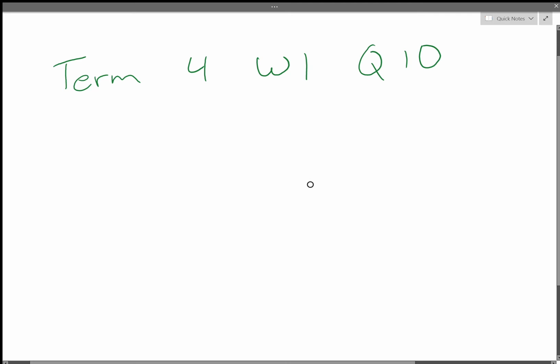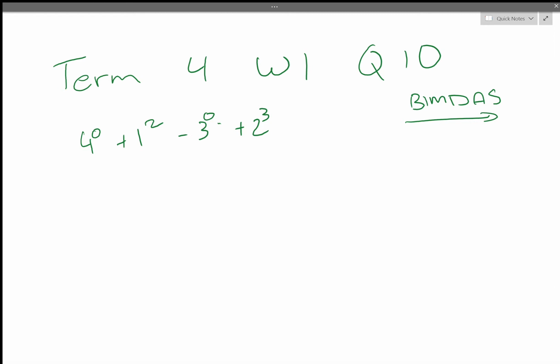So in box 1, we have 4 to the power of 0 plus 1 squared minus 3 to the power of 0 plus 2 to the power of 3. Now, let's look at BIMDAS. What does BIMDAS say? Brackets, indices, multiplication, division, addition, subtraction. This is the order of operations in which we must do any sort of maths sum.